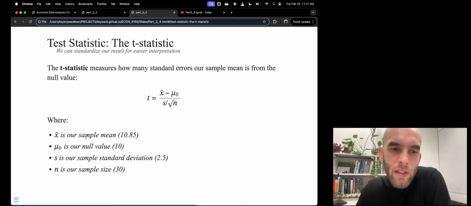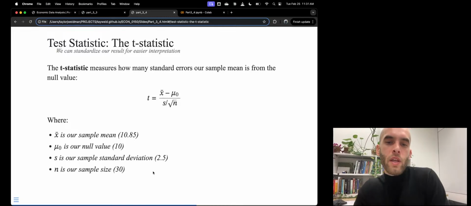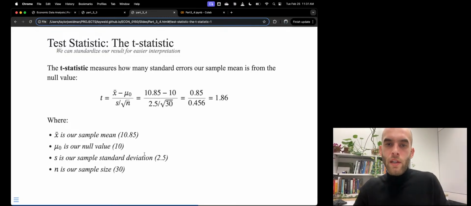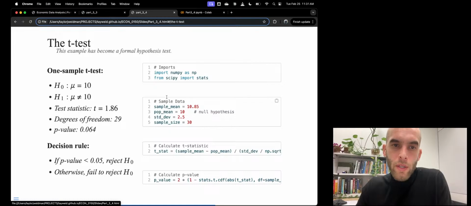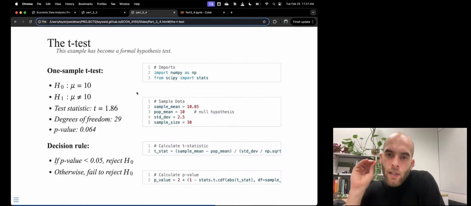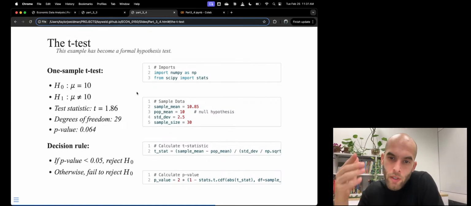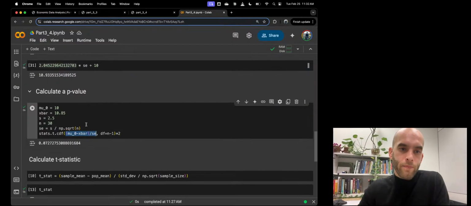In our example, we have x bar is equal to this thing. We have our mu equal to 10, and then s is our sample standard deviation of 2.5. And then we have our sample size, so we can plug all these numbers in and play it out like this. Or we can just write some code. So what I'm going to do here is write the code to compute the p-values using the t-stat, and actually just to compute the t-statistic directly.